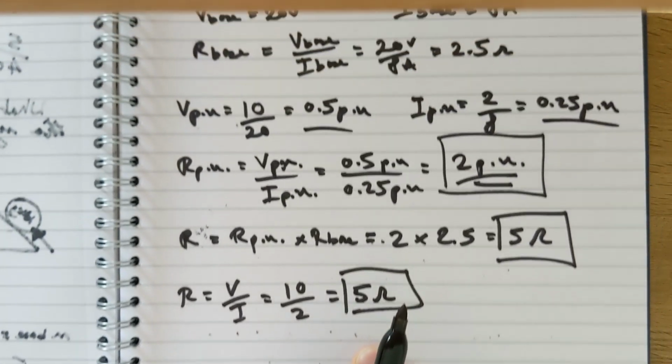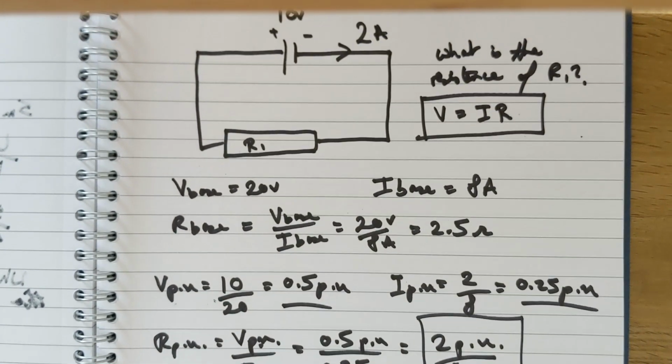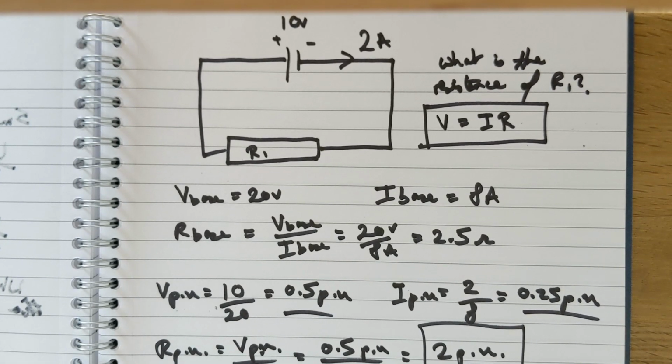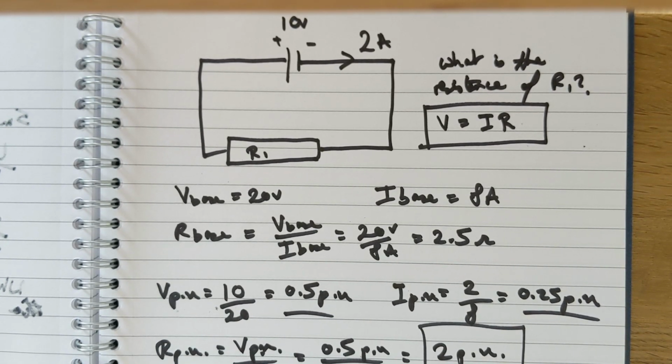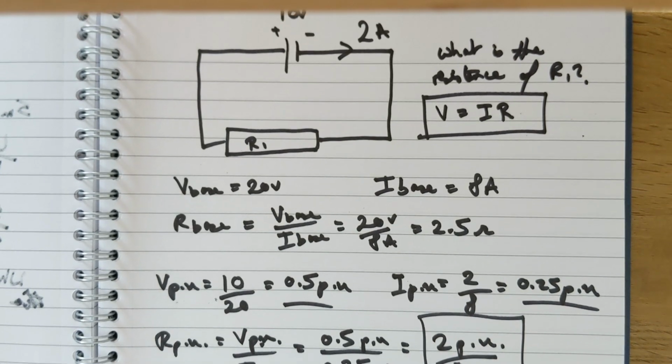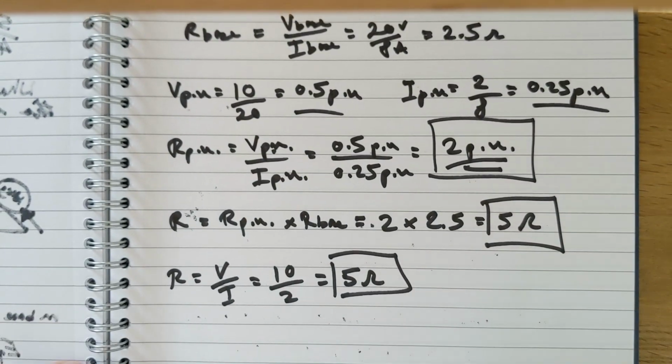In these examples, using per unit is a lot more laborious than using the real values, but we'll come to some examples where using per unit is a lot simpler than using the real values, especially in power systems engineering.